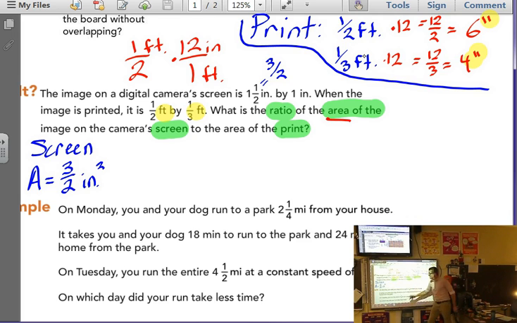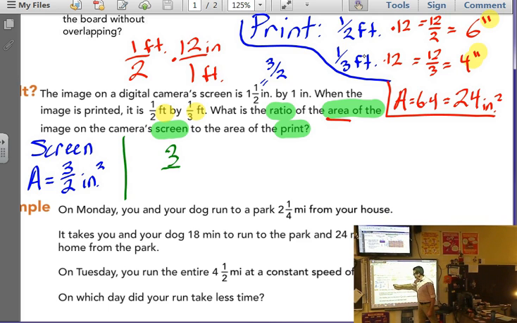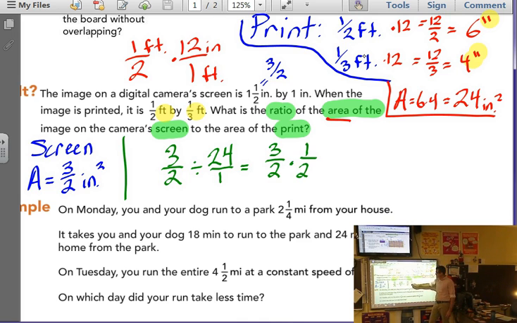And for my print area up here, somebody already said it. We do the 6 times 4 because they thought we were doing print first. So if I do 6 times 4, I get 24 inches squared. And now I have to compare screen to print. So we set up screen 3 halves compared to the print, which is 24. So what do I do with my 24? Make it a fraction by putting a 1 in the denominator. Then we can keep, change, flip it. I could cross reduce if that process makes sense.